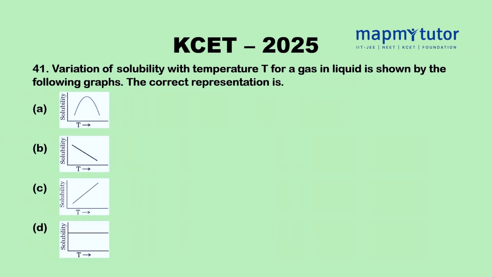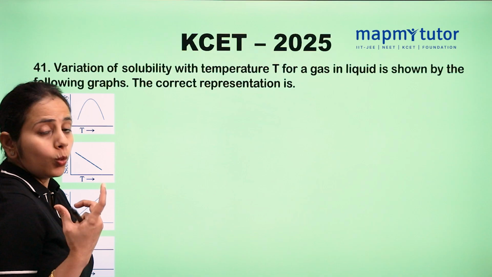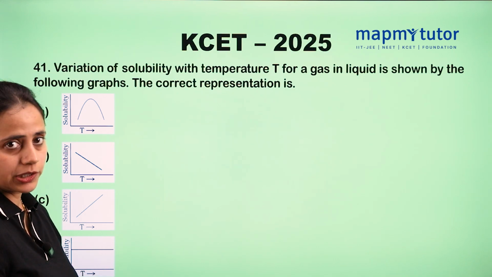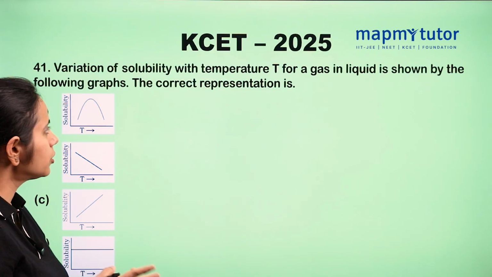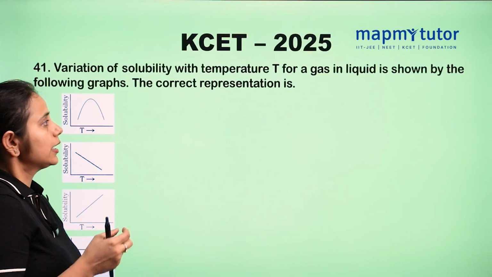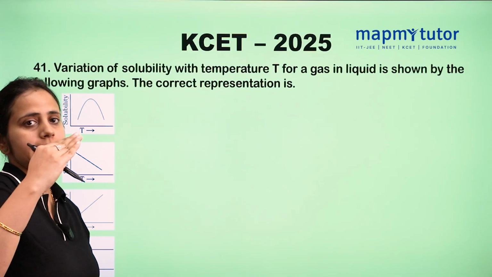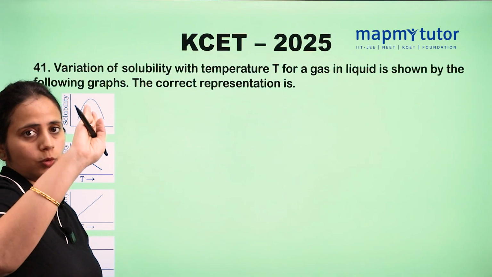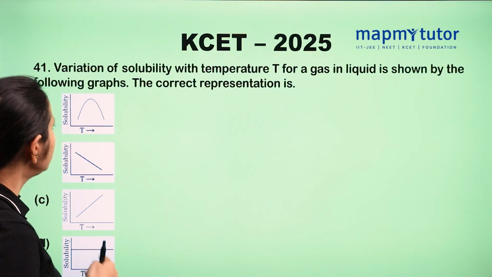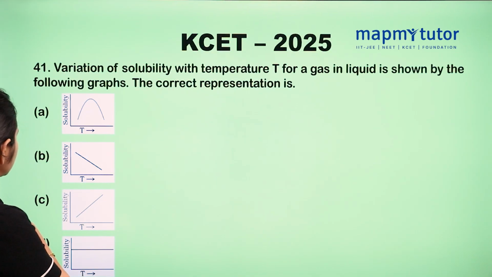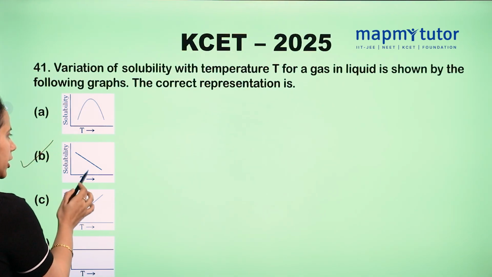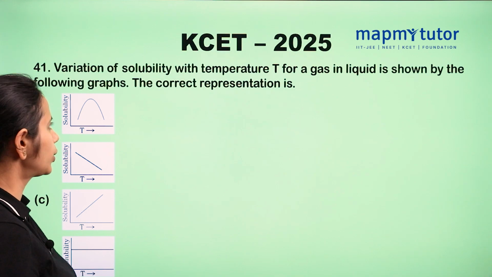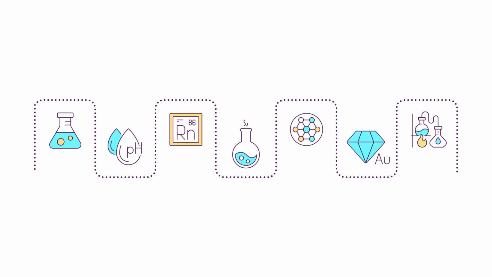Variation of solubility with temperature T for a gas in a liquid is shown by the following graph. What will happen when we increase the temperature? Solubility of the gas will generally decrease. Because when we heat, the kinetic energy of the gaseous molecules will increase and they will try to escape out from the solution. So the solubility will decrease. Is there any graph where we can see the decrease in solubility? Yes, option B. As the temperature is increasing, solubility of a gas is decreasing. Okay, so B is the right answer.